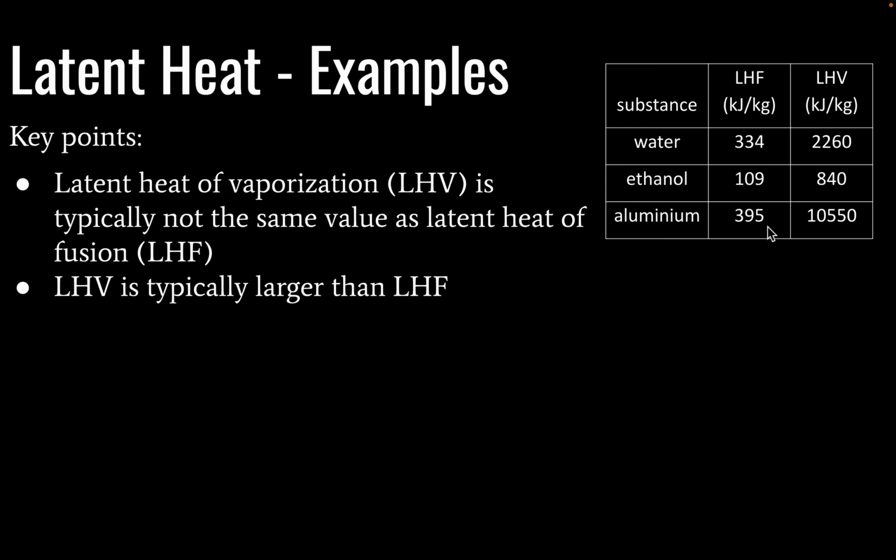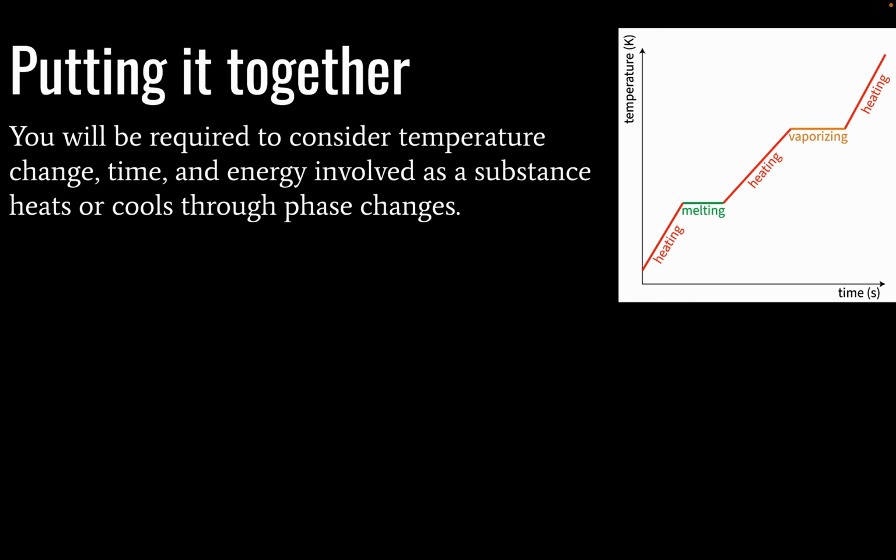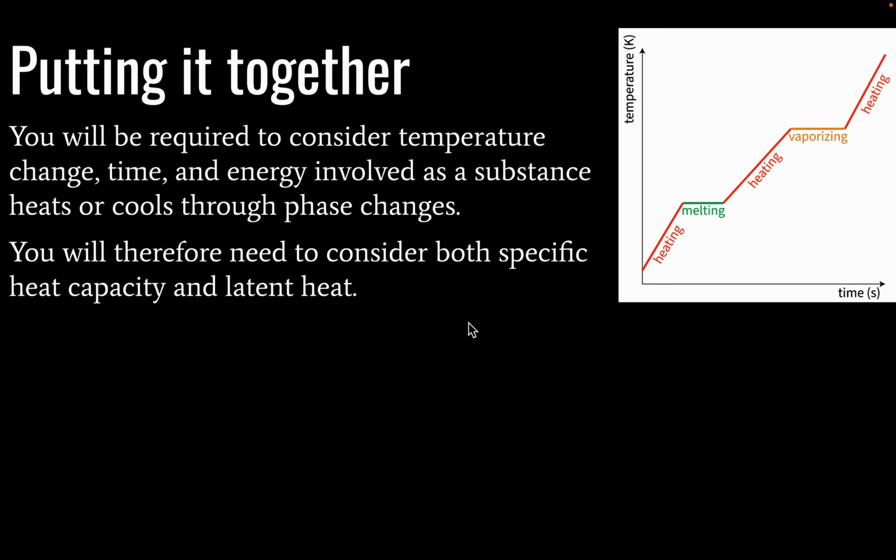And that's because our gaseous molecules have a lot more energy, as we're going to see a little bit later in topic 3.2. Okay, so let's put this all together. You're going to be required to consider temperature change, time, and energy involved as a substance heats or cools through these phase changes. So in other words, we could start right here, and you'd have to calculate all the energy involved up to this point. So what would that look like? Well, we'd have to consider both specific heat capacity and latent heat in order to calculate the energy involved.